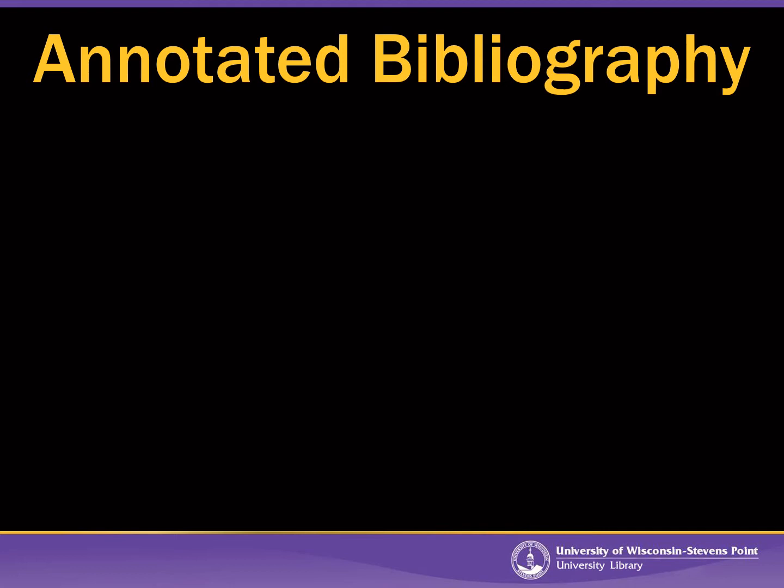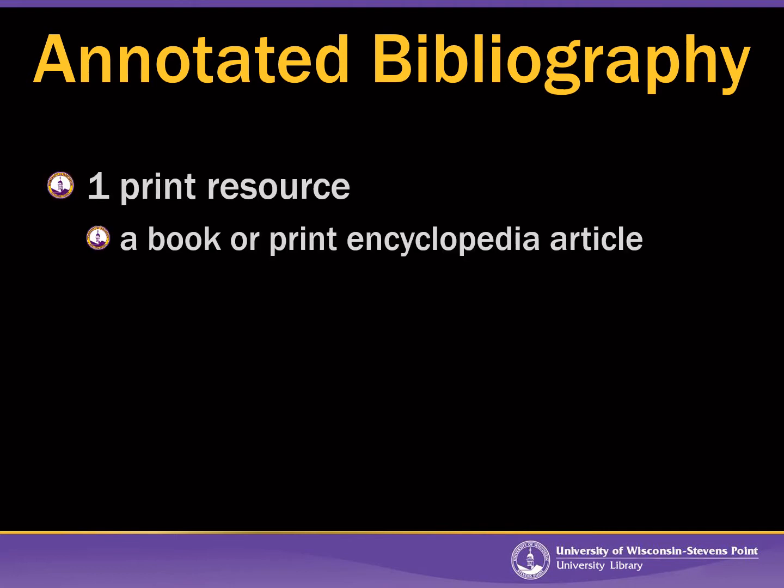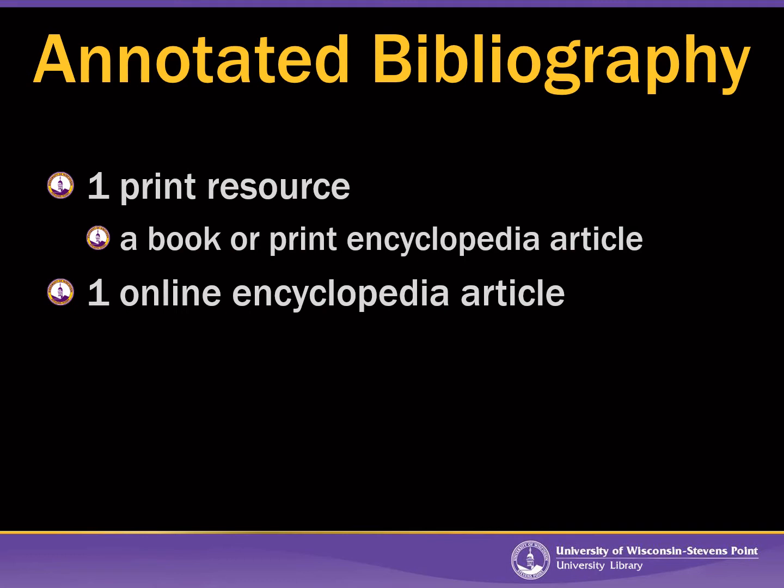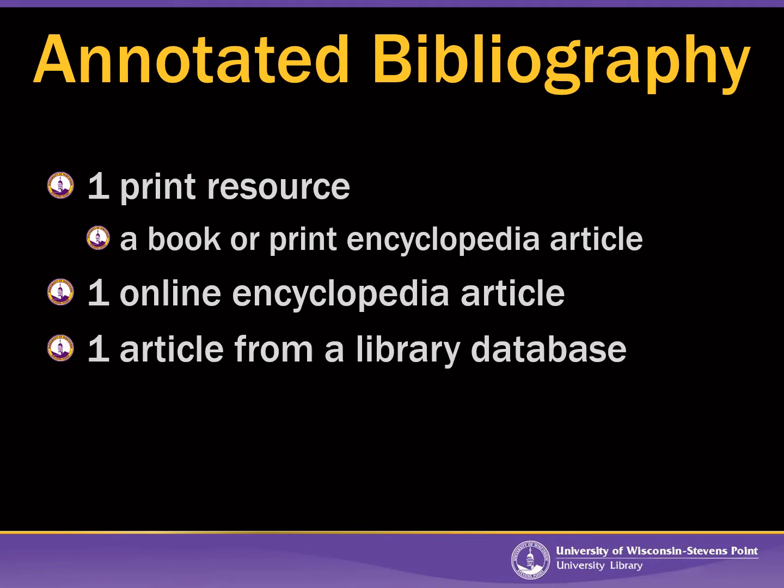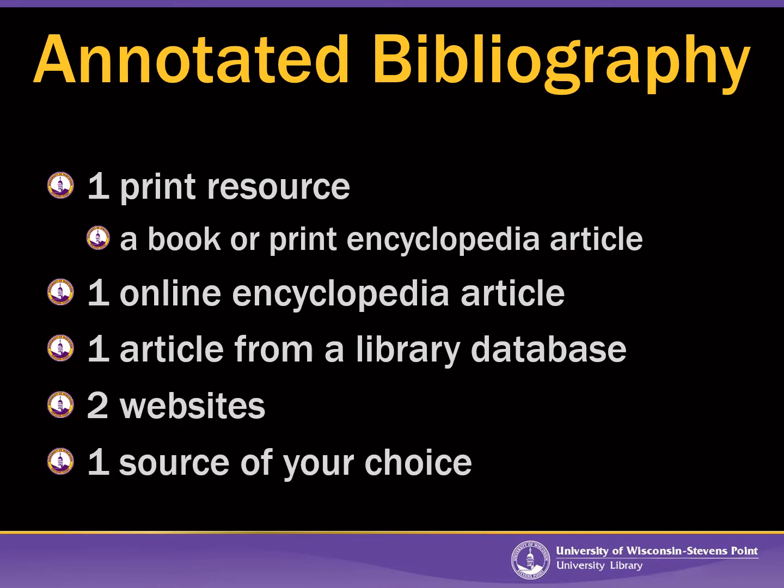For your annotated bibliography, you need 6 sources. You need one print source that can be either a book or a print encyclopedia article. I'll show you how to find both. You need one article from an online encyclopedia. You need one article from a UWSP library database. You also need 2 open internet sources and one other source of your choosing. We will concentrate on finding the first 3 sources, which can be accessed through the UWSP library.